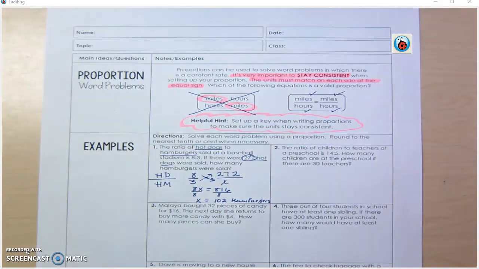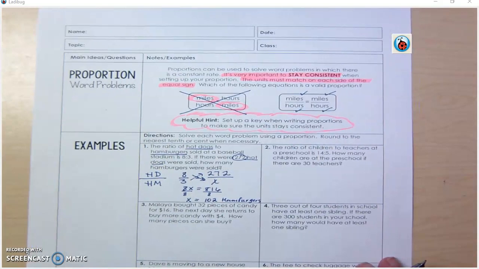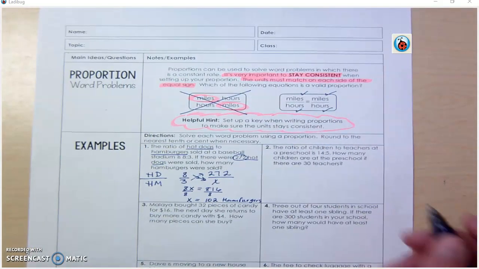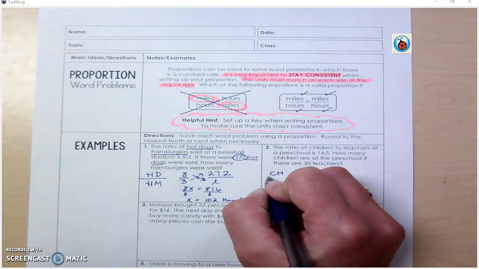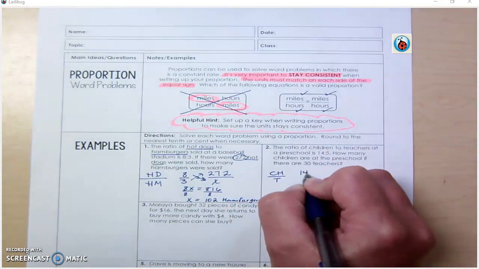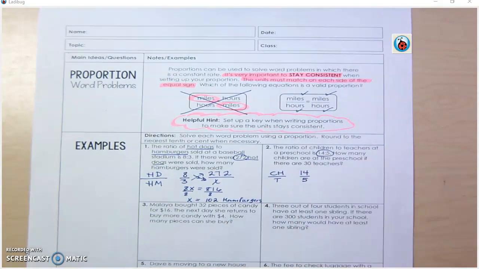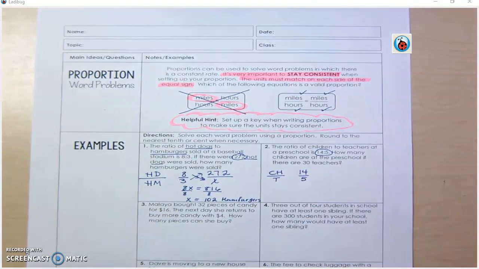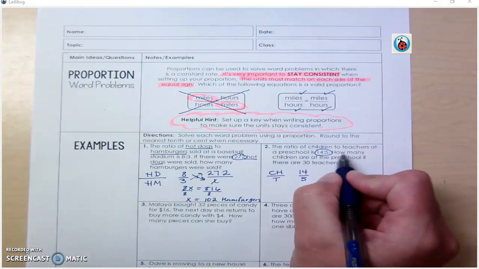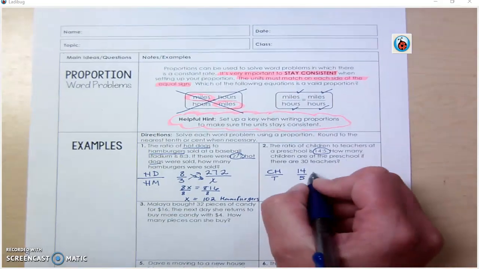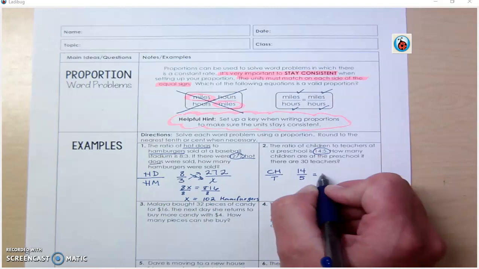All right. Example number 2. The ratio of children to teachers at the preschool is 14:5. Children to teachers, 14:5. I know the ratio is given to you in this format, but I would like to go ahead and set it up as a ratio in fraction form, so we can have our proportion. We're going to be ready for our proportion. So it says, how many children are at the preschool if there are 30 teachers?